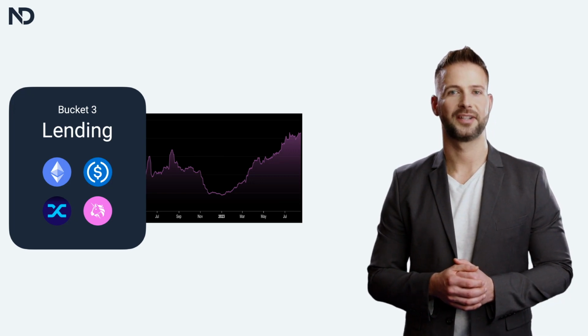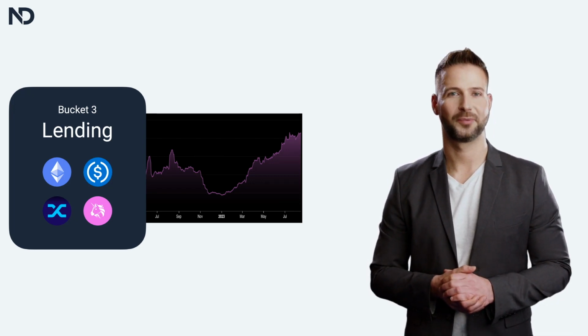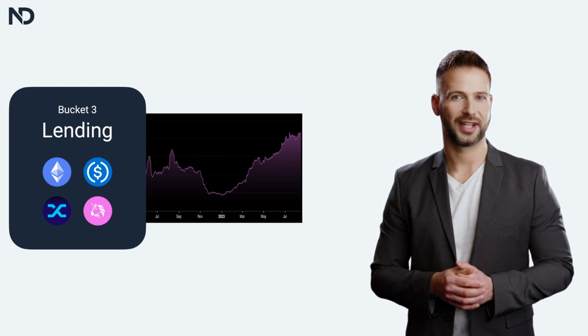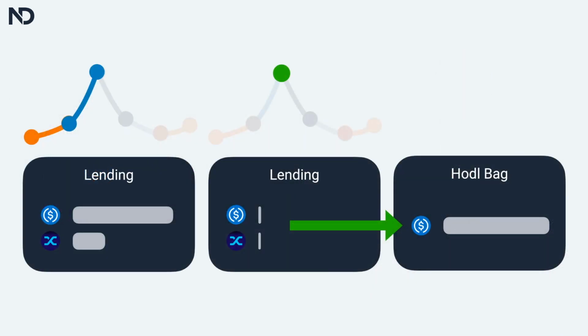If you prefer a more conservative approach, allocating a larger portion of your lending bucket to stablecoins can provide a consistent income stream with relatively lower risk. As with other strategies, sub-allocation within the lending bucket needs to adapt to the market cycle. With the market nearing its peak, consider adjusting your lending bucket. By reallocating a portion of your lending bucket assets into stablecoins within the Hodl Bag bucket, you can safeguard profits and enhance your ability to navigate potential market downturns. This shift positions the Hodl Bag bucket as a stabilizing force during market fluctuations.